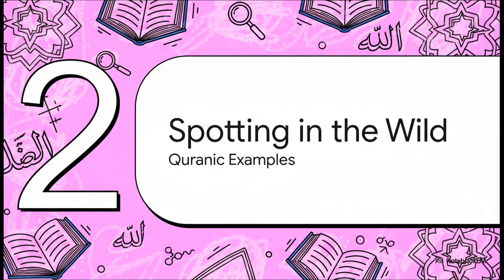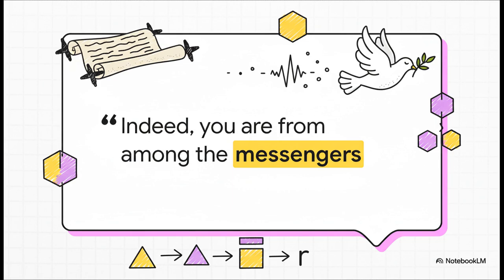Okay, theory is great, but let's see how this actually works out in the wild. We're going to jump into a couple of verses from the Quran and see if we can spot these patterns and really understand what they mean in context. Our first example is from Surah Yasin. Innaka laminal mursalin. Now, the key word for us here is al-mursalin, which gets translated as the messengers.